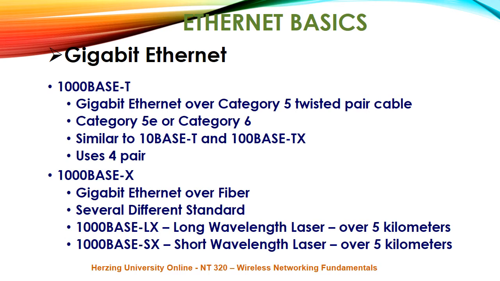As time moved on, we increased from 100 megabits per second to 1000 megabits per second, or 1 gigabit, and that's 1000 base T. There is 1000 in our baseband as well, and the T, which means it is gigabit Ethernet over category 5 cable. There is also a Cat5e, which is enhanced, and also a Cat6, which is used as a standard for 1000 base T. It is just a little bit of a better cable.